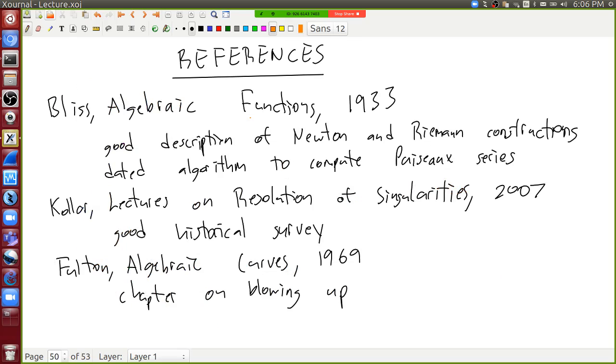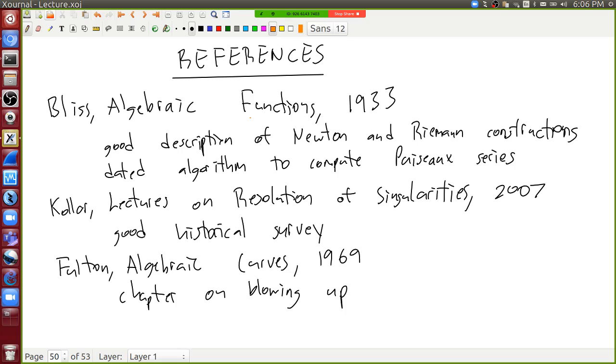It is, I think, the state of the art. So finally, a couple references. Bliss, that was the cycling around diagram I had. That was from his 1933 book. That's really where I first started learning this stuff. It's dated, but it really explains the whole Newton-Riemann construction well.